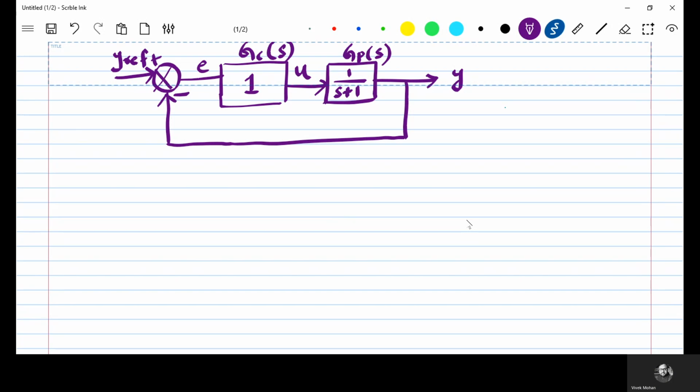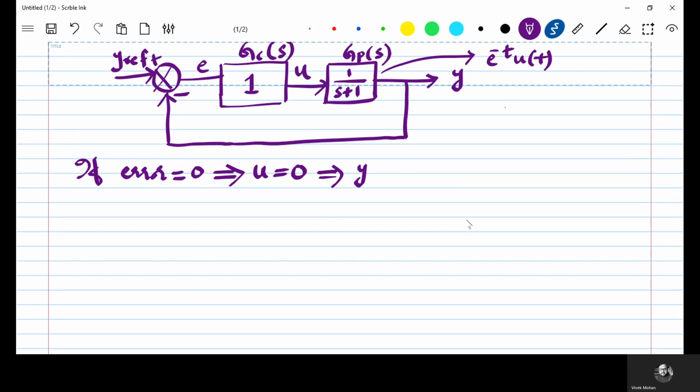So what will be the time response of this particular transfer function? E raised to minus t u of t. Right. Now, say if error is 0, what will happen? If error equals 0, which implies u will be equal to 0, because e into 1 is u, right? E is 0. Now, if u is 0, what about y? Y will be 0, right?